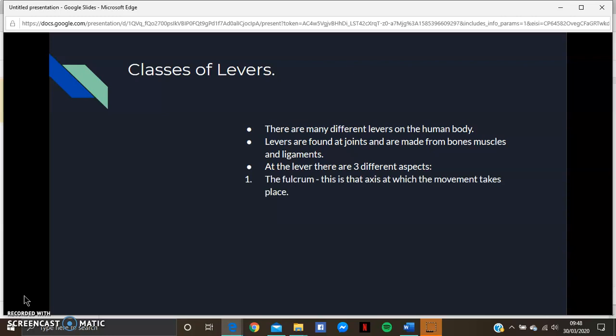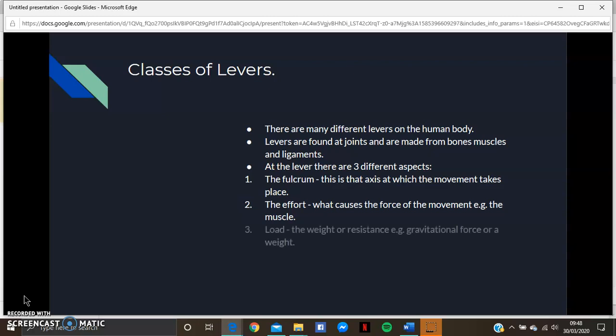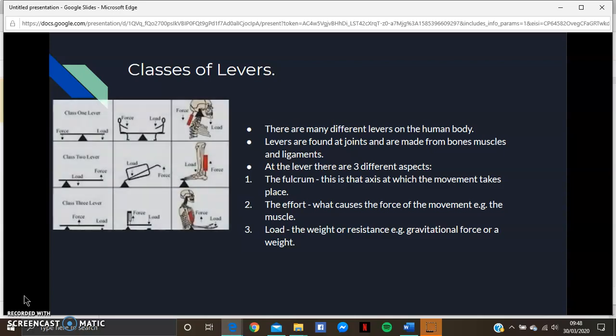The fulcrum, this is the axis at which the movement takes place. The effort, what causes a force of movement, for example, the muscle. And then there's the load, or otherwise known as the weight or resistance. So this could be something along the lines of a gravitational force or a weight. And these are just the different classes of levers.